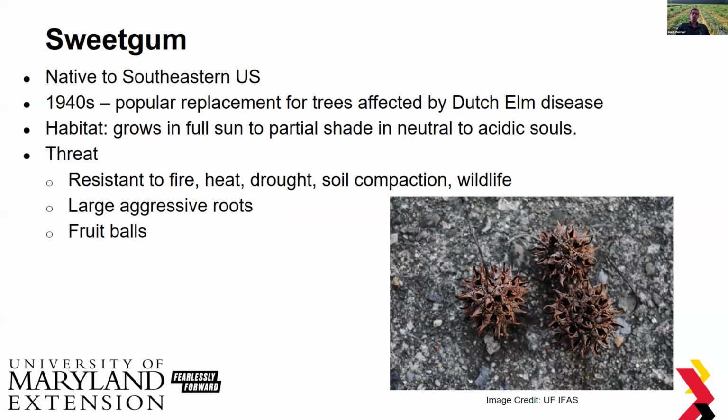Sweetgum really became popular as a replacement for trees affected by Dutch elm disease. I remember that the previous slide I showed, you saw that nice, vibrant reddish purple foliage. It's an easy tree to grow. It's easy to see why people planted sweetgum. It grows in full sun to partial shade in a wide variety of soils. But sweetgum tends to be resistant to things like fire, heat, drought, soil compaction, and wildlife. Again, great attributes if you're planting a garden, not a weed.